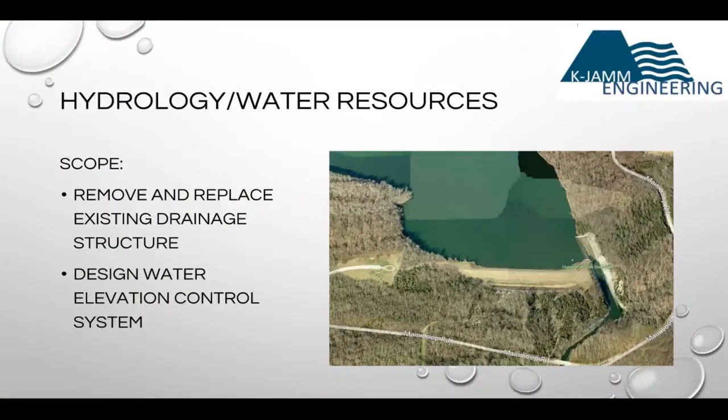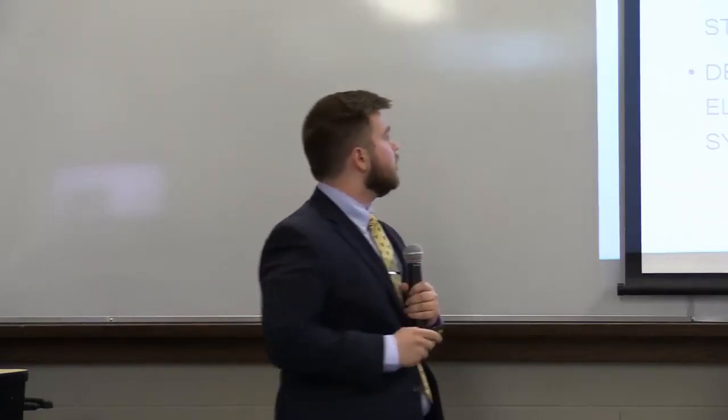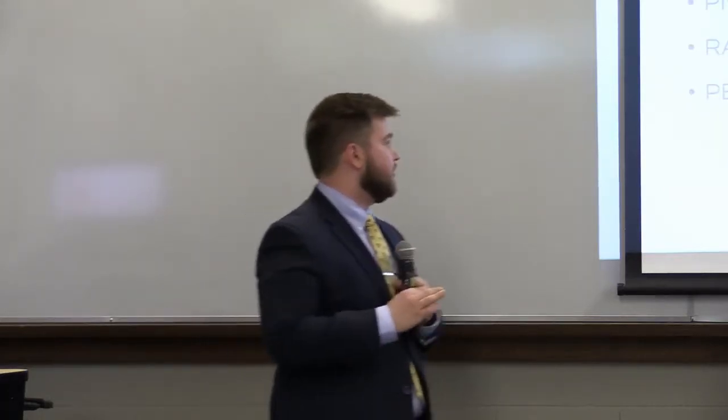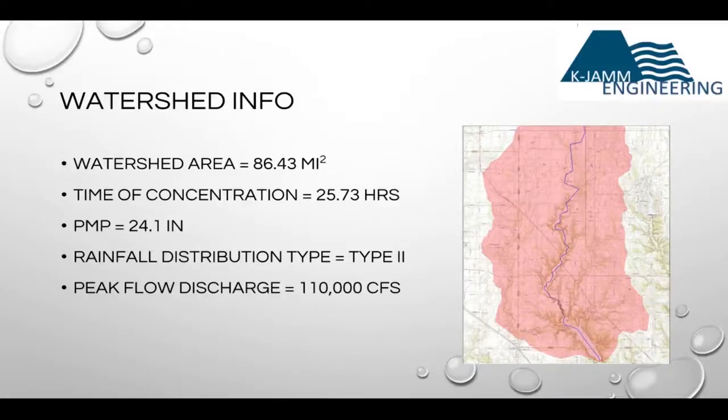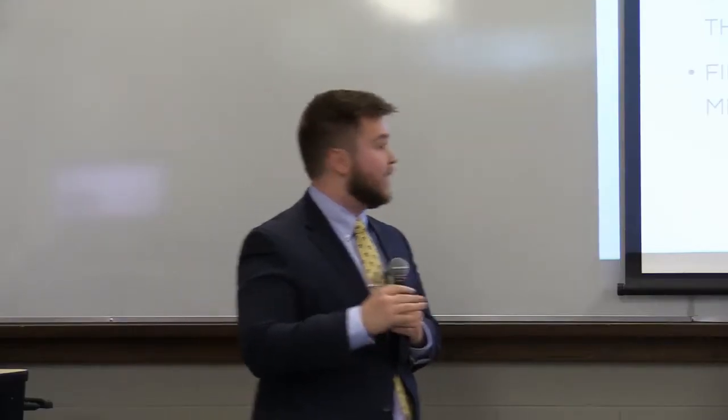My scope was to remove and replace the existing drainage structure and to design a water elevation control system. Here are some of the values that I used in my design calculations, the most important one being the peak flow discharge. That was used for most of my calculations. In order to address the water elevation control system, we went ahead and designed a sluice gate design, which is found on the north wall of the dam.